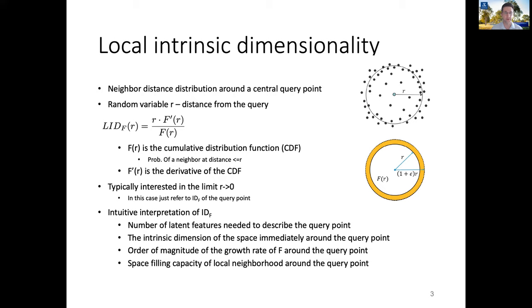So what does LID, or local intrinsic dimensionality, mean? How do you interpret it? Down the bottom, we've got a few possible ways to think about LID. One is it's just the number of latent features to describe the query point, or the intrinsic dimension, if you like, of the space immediately surrounding the query point. You can also think of it as a growth rate. So it's the relative growth rate of the CDF as you make relative changes in the radius r around the query point. And you can also think of it as a space filling capacity of the local neighborhood around the query point.